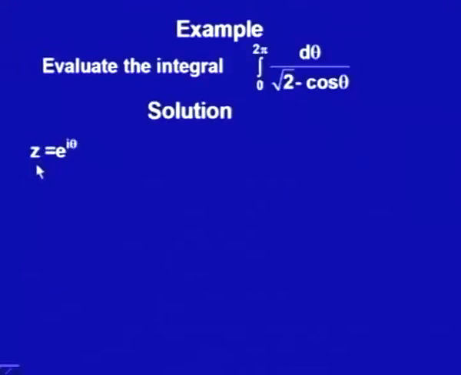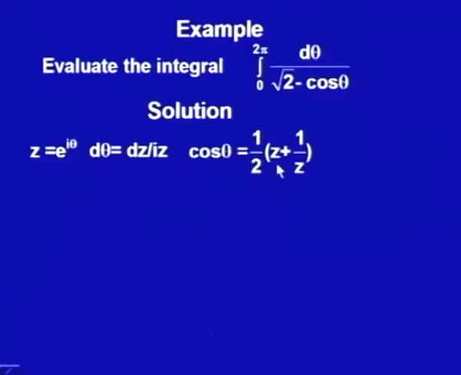Using the transformation z = e^(iθ), dθ would be dz upon iz, and here the integrand involves only cosine θ. Cosine θ we know we can write as half of (z + 1/z), and then this integral would be changed to an integral over the unit circle.